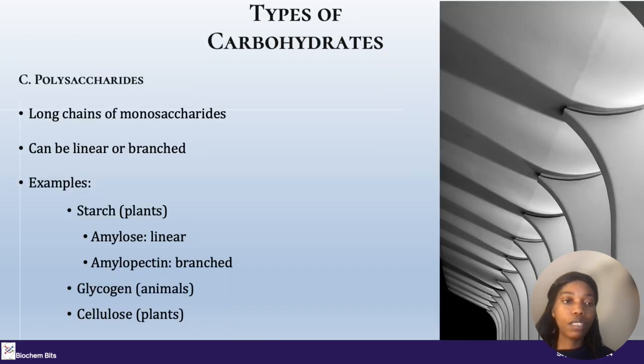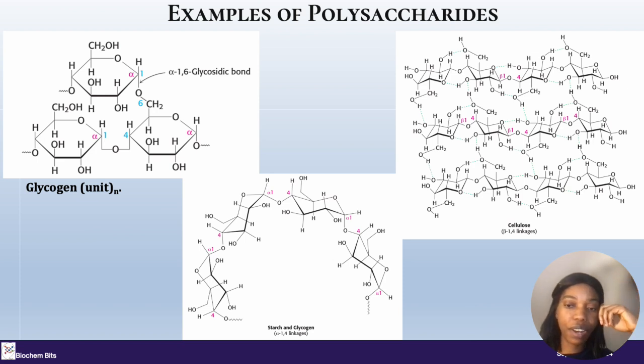Okay, so the third one that we'll look at is polysaccharides. They are long chains of monosaccharides, and they can be linear or branched. Examples include the starch that we have in plants, which contains amylose and amylopectin, and glycogen in animals, and also cellulose in plants. These are just common examples.